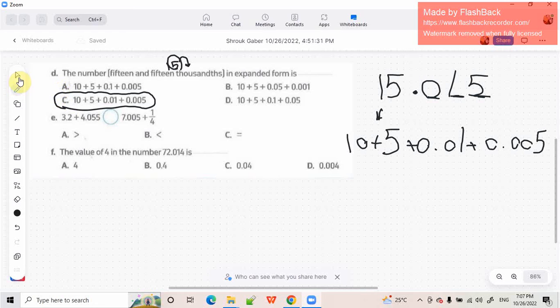Okay, look carefully to the next question. Question number E. Okay. 3.2 times plus 4.55. First step, make addition.